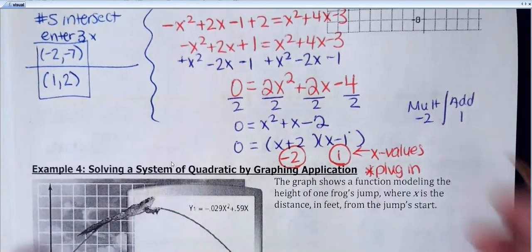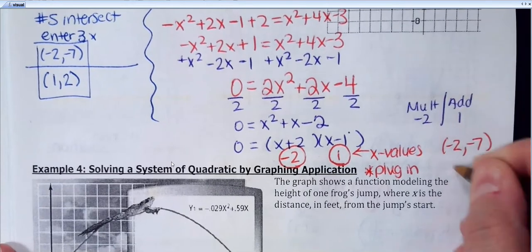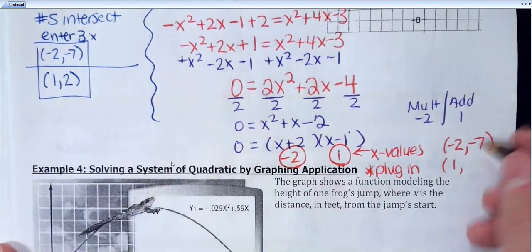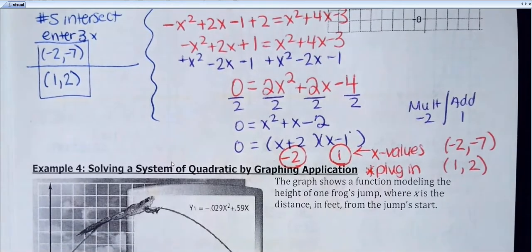So if you plug negative 2 back in, you'd get negative 7 for y. And if you plug in 1, you get 2. We saw that on the graph. But those are just the x values when you get those solutions if you do this algebraically. Okay, is anybody having a question?